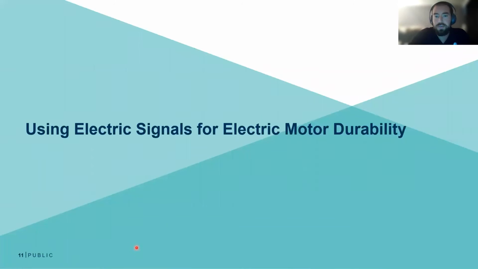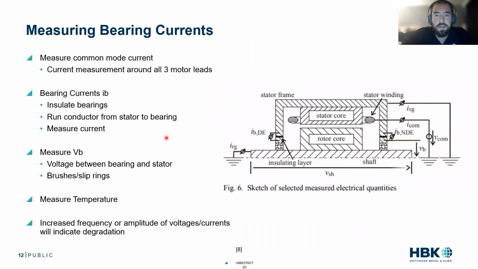So, using electrical signals for electric motor faults and durability. All right, let's look at the bearing currents. Now, this isn't the greatest drawing ever, but it's kind of fundamental. We have our housing, which I'm highlighting now. We have our bearings, which are down here. We have the stator, and then we have a rotor.